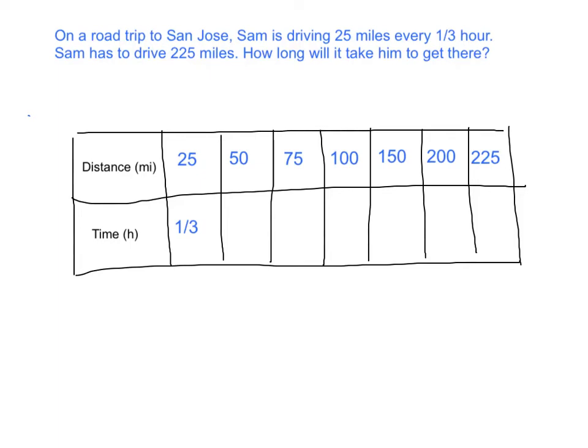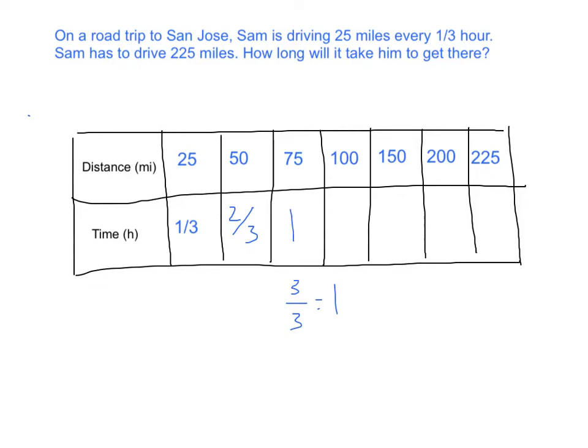So what we did is I'm just counting in my numerator by 25s, because that's the rate that he's going, 25 miles every 1/3 hour. So because I'm counting by 25s, I can just count by 1/3. So 1/3 plus 1/3 is 2/3. So after 50 miles, it's taken him 2/3 of an hour. To count up by 25 to 75 miles, I know I just have to do 2/3 plus 1/3, which would be 3/3. But 3/3 is also the same thing as just 1, right? So after 1 hour, he's traveled 75 miles.